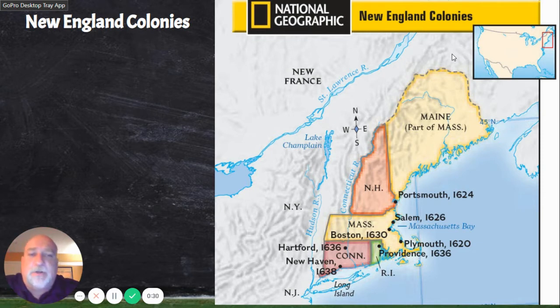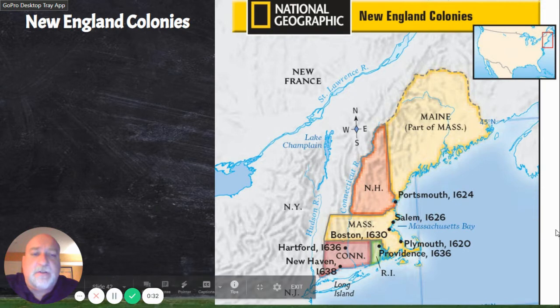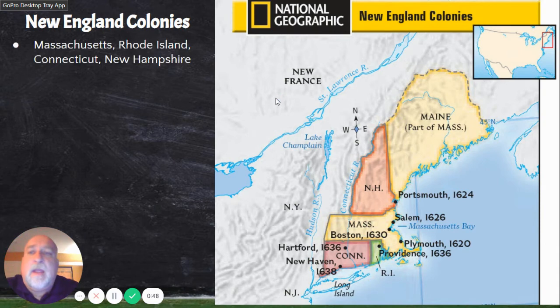You can see New Hampshire here, you can see Massachusetts, and of course Connecticut and little bitty Rhode Island. Maine is not a colony, it's not a state, it is actually part of Massachusetts. So Massachusetts is actually a very large colony. And these 4 colonies make up New England.